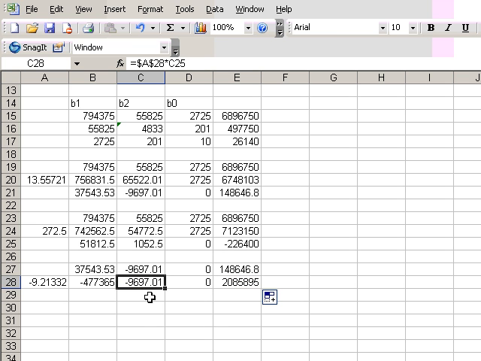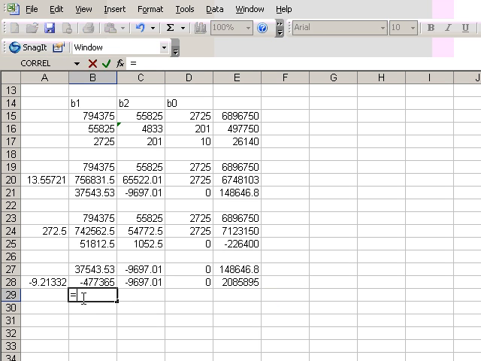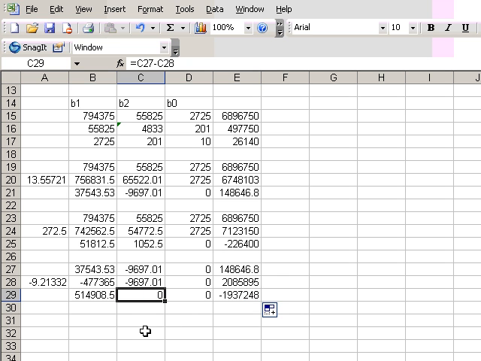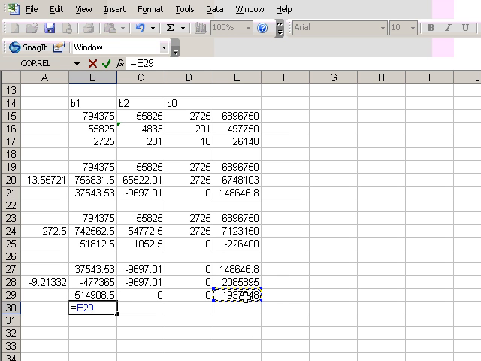Now as you can see, these two values are exactly equal. So when I subtract, I now have a 0 in the B2 coefficient position. So what I have is B1 times 514908 is equal to minus 1937248. Now we can use simple algebra to say that B1 is equal to minus 1937248 divided by 514908.